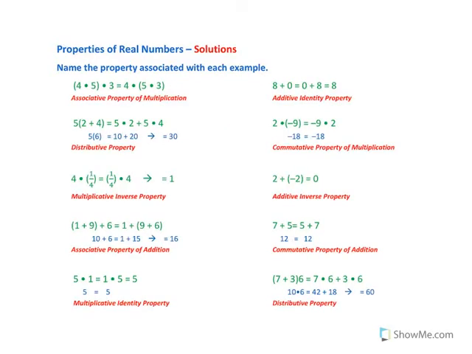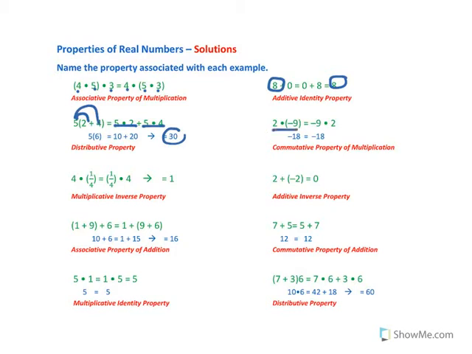All right, here are the solutions. Let's see. The reason why this is the associative property, because it goes in the same order, 4, 5, 3, 4, 5, 3, and we're multiplying. Additive identity, remember you start with 8, you end up with 8. Distributive property, 5 times 2 plus 5 times 4. And you can see I've done it both ways using the distributive property or order of operations, and you'll get the same answer.